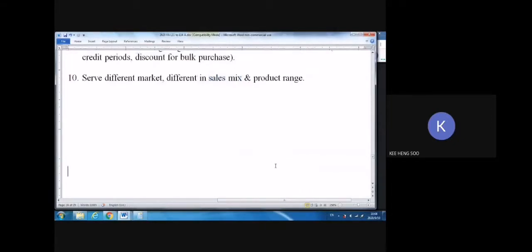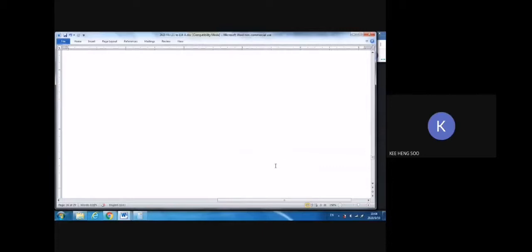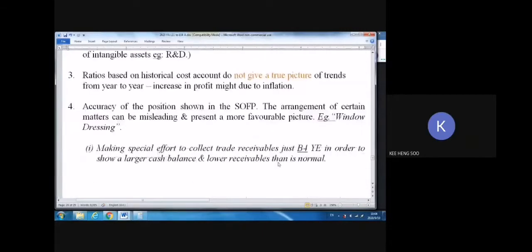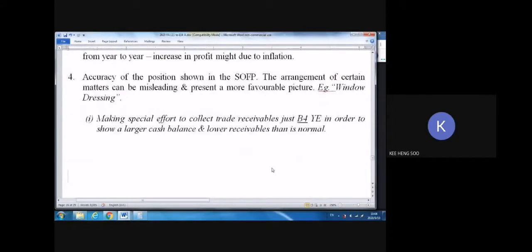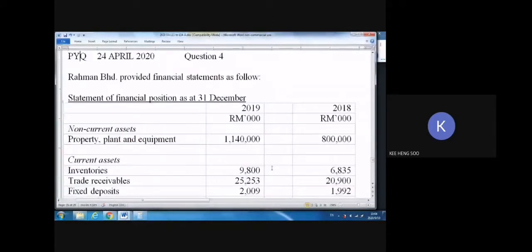Okay? So with that, I end the ratio analysis. You take a very short 5 minutes break. I will go through this past year question with you. This question was discussed in the tutorial before, slightly different. Any question to ask? If not, then you take a short break.